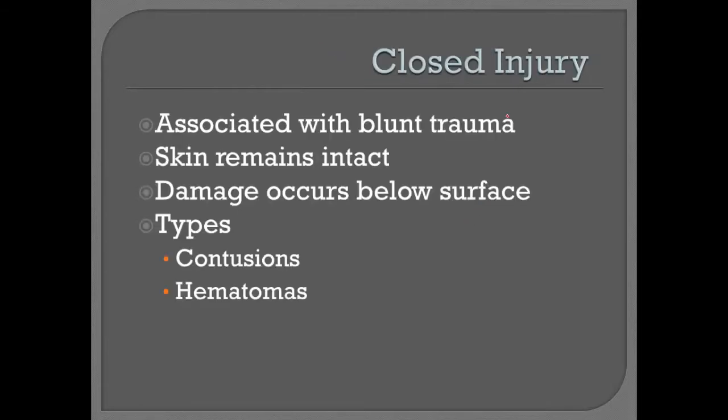So soft tissue injuries can either be a closed injury, meaning the skin has not been breached, or an open injury, which means the skin has been breached. So closed injury, this is associated with blunt trauma. So if you accidentally hit your thumb with a hammer, that would be a blunt trauma. The skin remains intact, so there's no cuts, there's no breaks in the skin, but damage occurs below the surface. The types here are contusions and hematomas.